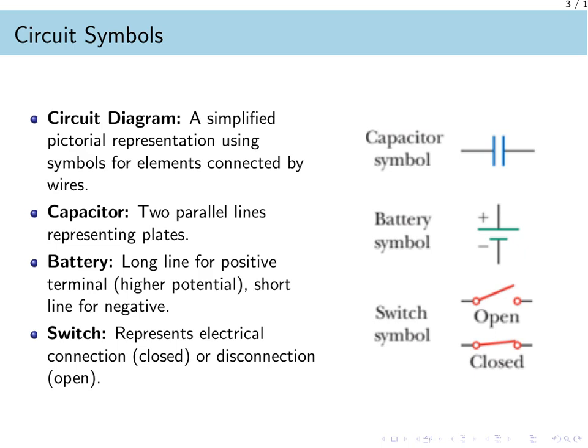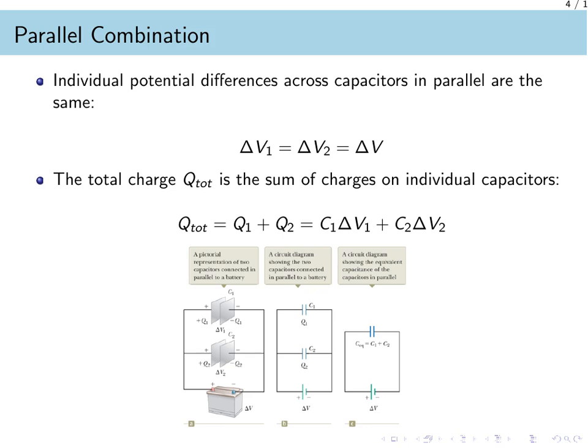The longer line represents the positive terminal, which is at a higher electric potential, and the shorter line represents the negative terminal. Finally, a switch represents an electrical connection. When the switch is closed, it allows a connection between the components, and when open, it indicates a disconnection in the circuit. Let us look at two capacitors connected in a parallel combination.